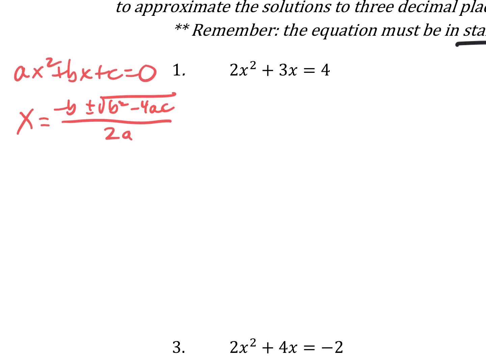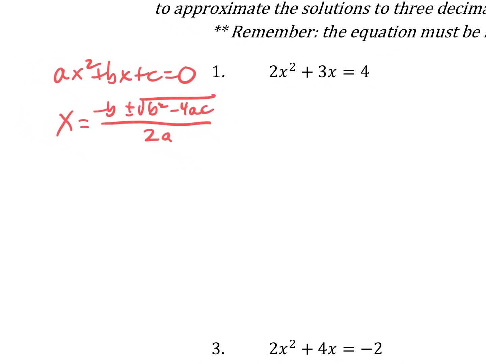All right. So first thing here, we've got to subtract 4 from both sides. We want it to be equal to 0. 2x squared plus 3x minus 4. Get rid of that. All right. And now we're ready to go. We've got our a value, our b value, and our c value. So we can plug that in.